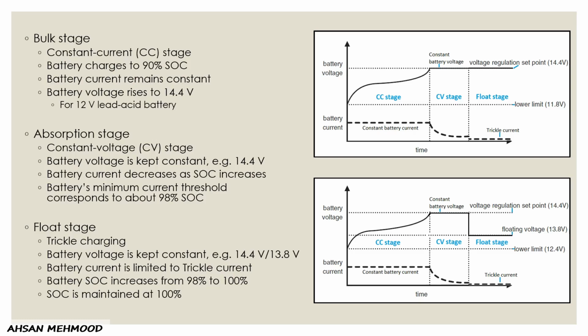In this stage, battery current is limited to a low value which is called trickle current. This stage serves two purposes. First, it brings the battery charging from 98% to 100% state of charge. Second, it maintains the battery in a 100% state of charge condition. In this simulation scenario, the first figure is used, that is, the floating voltage is set to 14.4 volt. In this simulation, array voltage, array current, battery voltage and battery current are measured and fed to the controller.